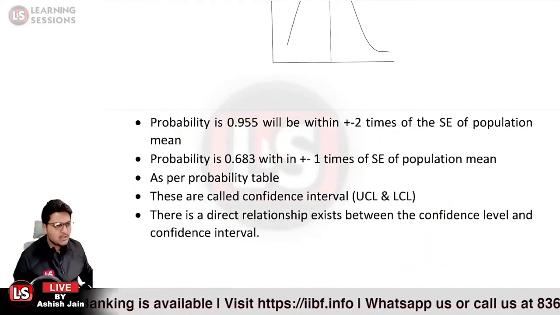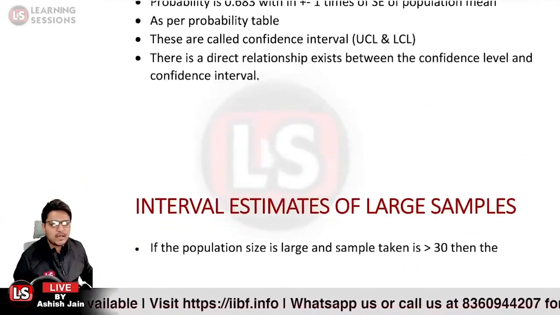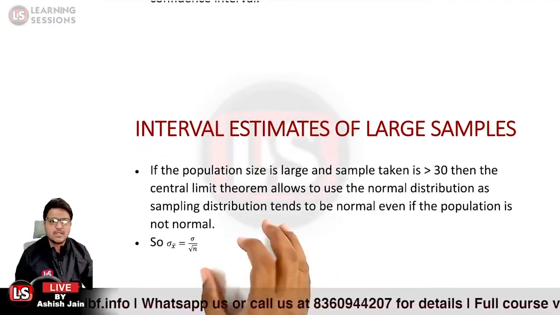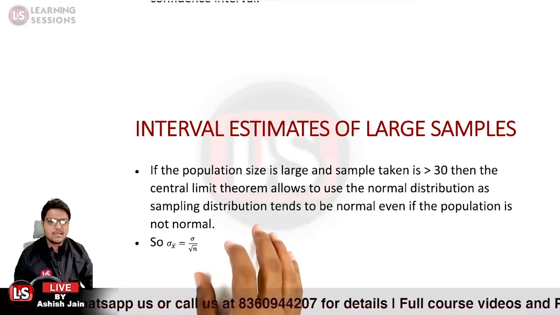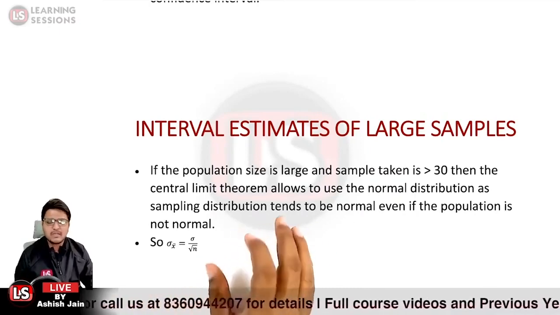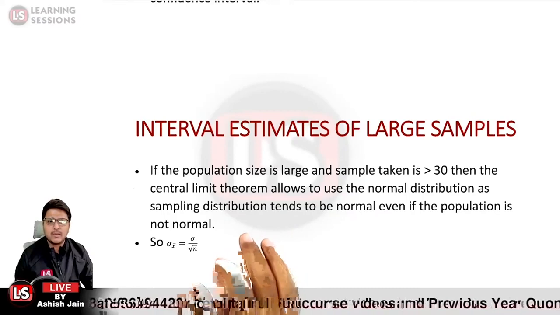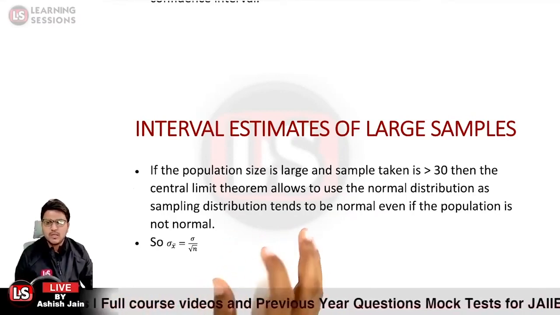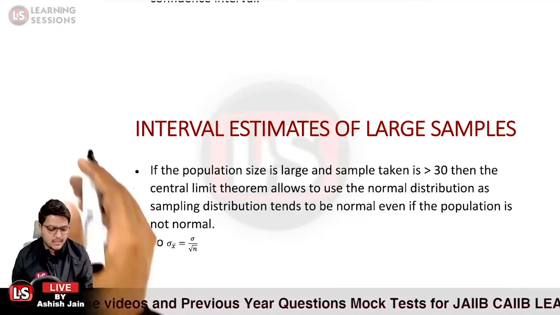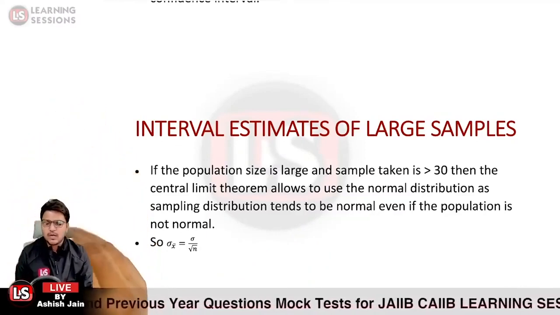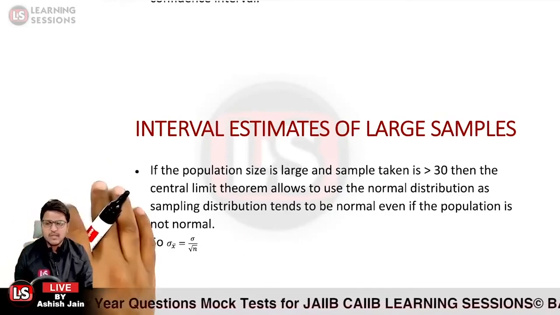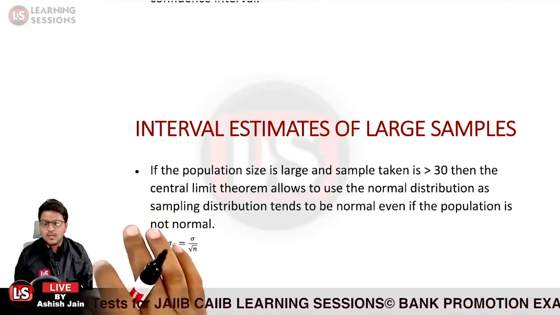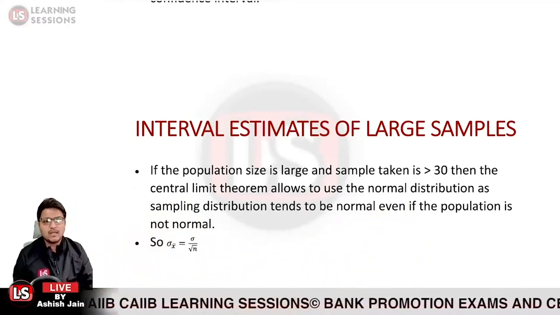Okay. Further, as I already told you, it is related to interval estimates on large samples. In the case of large samples, where n is greater than 30, we can apply the central limit theorem. The central limit theorem indicates that there will be no difference whether the population graph is related or unrelated. If the sample size increases, the sampling distribution will turn out to be normal itself.